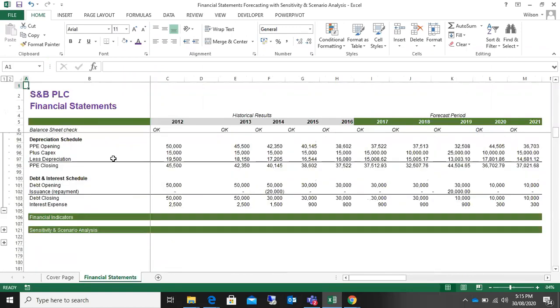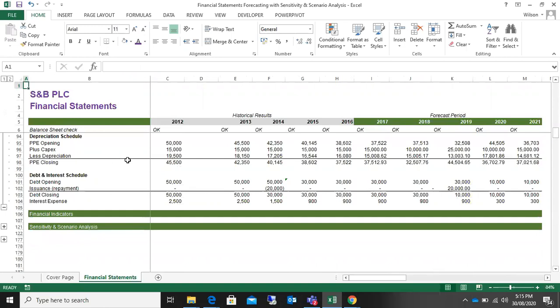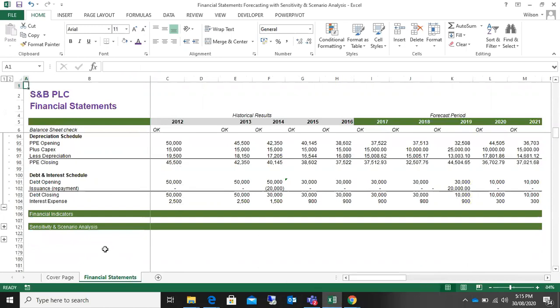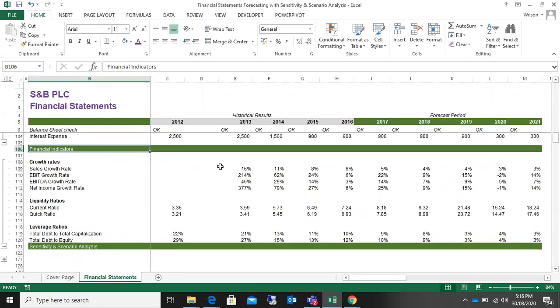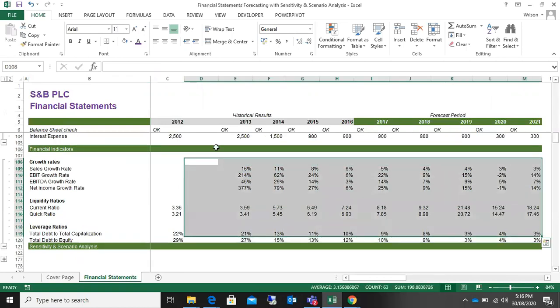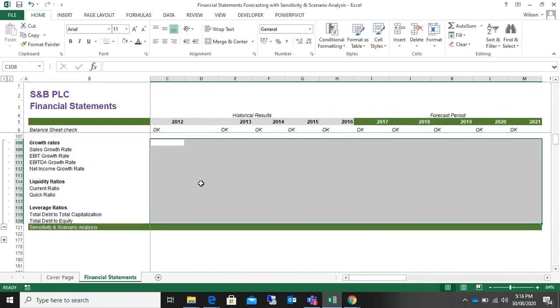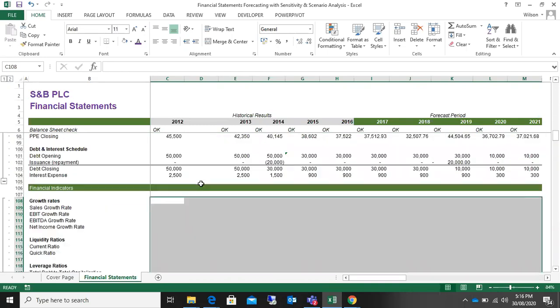Now if I scroll down, okay, we don't have anyone joining us. All right, so if I scroll down, I come to financial indicators. Under financial indicators, I'm simply going to take out all this. So I'll send you the unsolved file, so that you can actually see how we arrive at these numbers. All right.